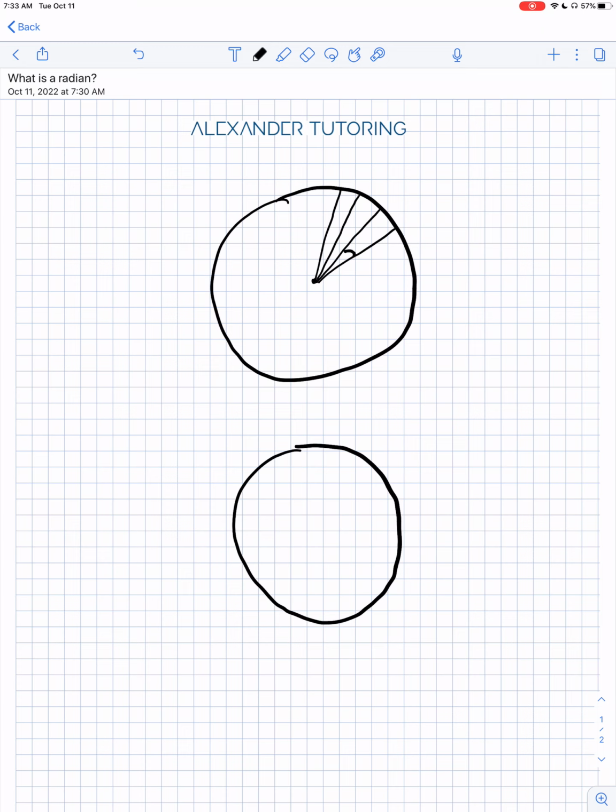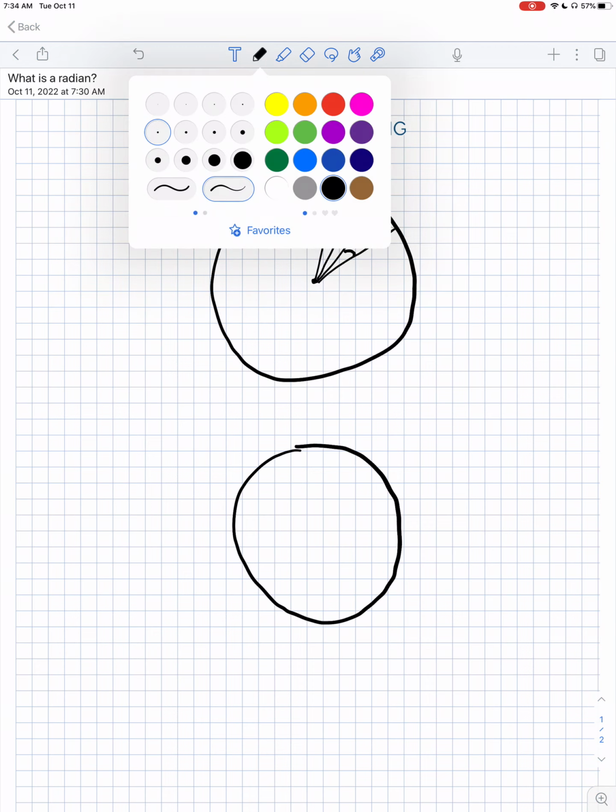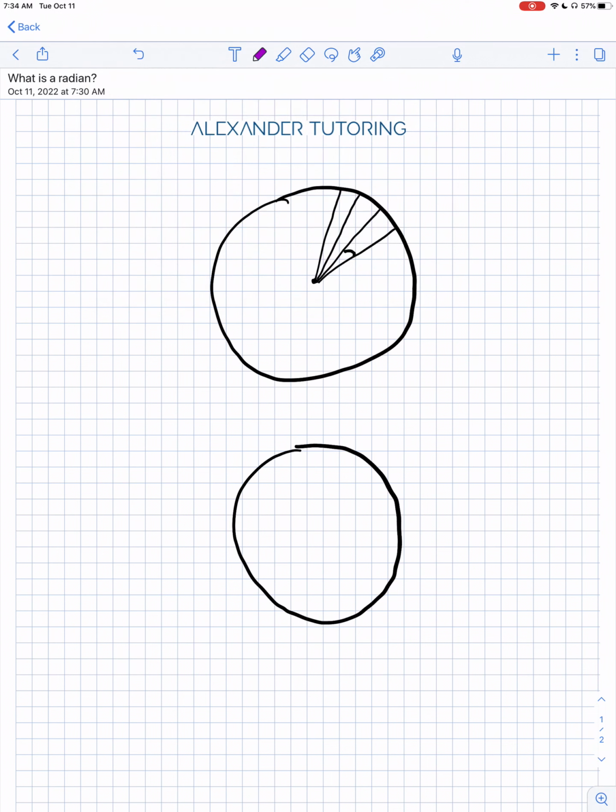It is also a different way of measuring angle other than a degree. There's different ways to measure things. You can use feet or meters to measure length. You can use degrees or radians to measure angle. So here is what a radian actually is. Let me use another color here.